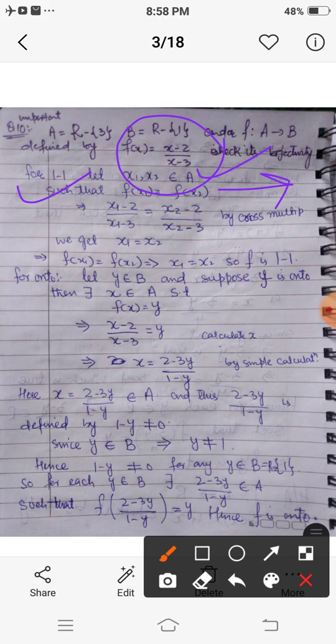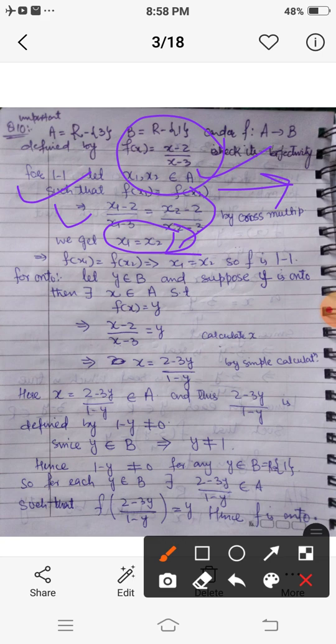Now f of x1 is x1 minus 2 upon x1 minus 3. This also equals x2 minus 2 upon x2 minus 3, because f of x1 is f of x2 and f of x is defined as x minus 2 upon x minus 3. Now by cross multiplication, after simplifying, we simply get x1 equals x2.